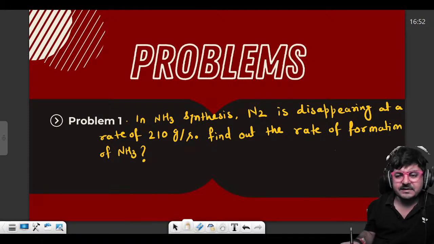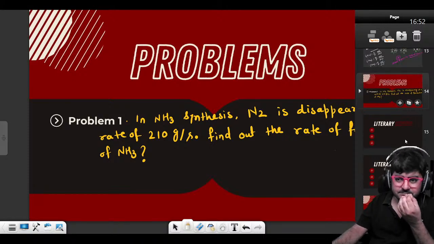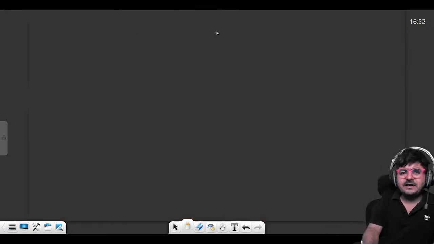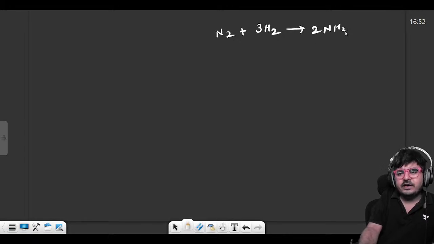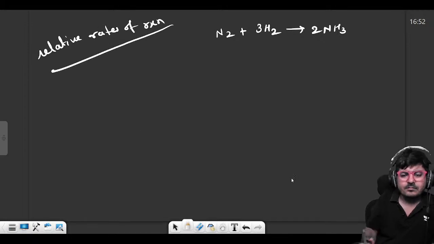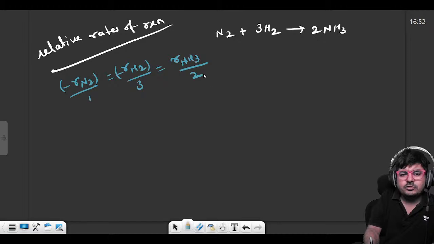So ammonia synthesis we can write as this. So here the relative rates of reaction will be minus RN2 upon 1 equals minus RH2 upon 3 equals RNH3 upon 2.